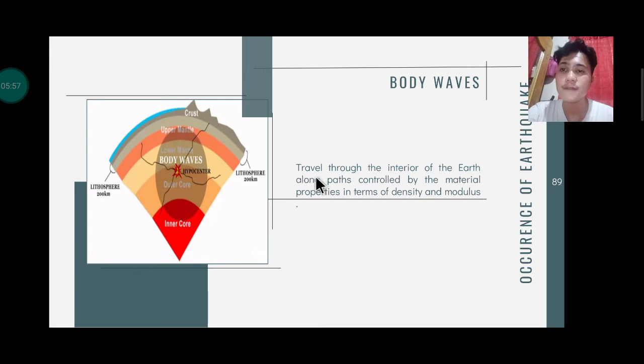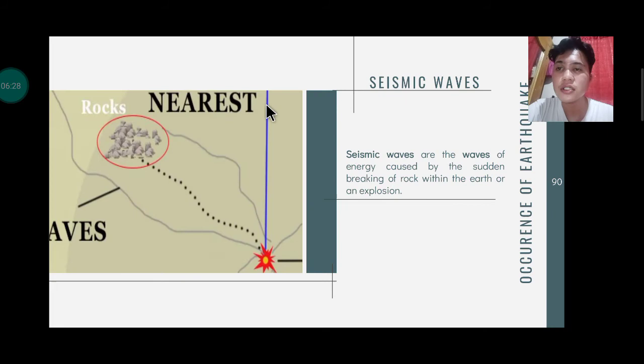The body waves travel through the interiors of the earth along paths controlled by material properties in terms of density and modulus. The main reason why body waves occur is because of the release of energy at the hypocenter. Basically, the released energy will be distributed in all directions.